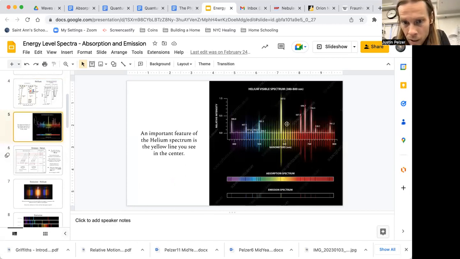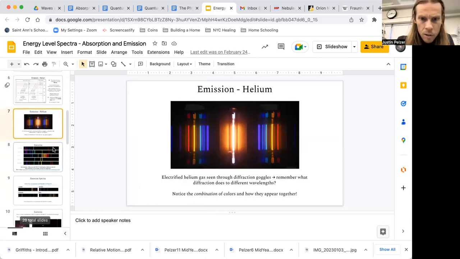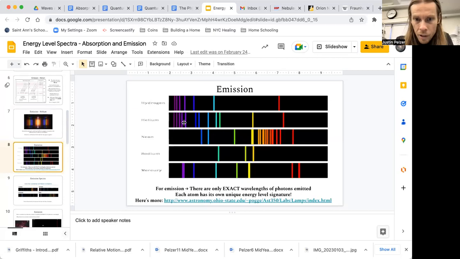And you get some red lines in helium, you get some cyan, you get a few more lines, and it actually looks like this in a diffraction grating. We'll do this in class. There's some other fun ones. Hydrogen's here, look at helium, there's neon, there's sodium.